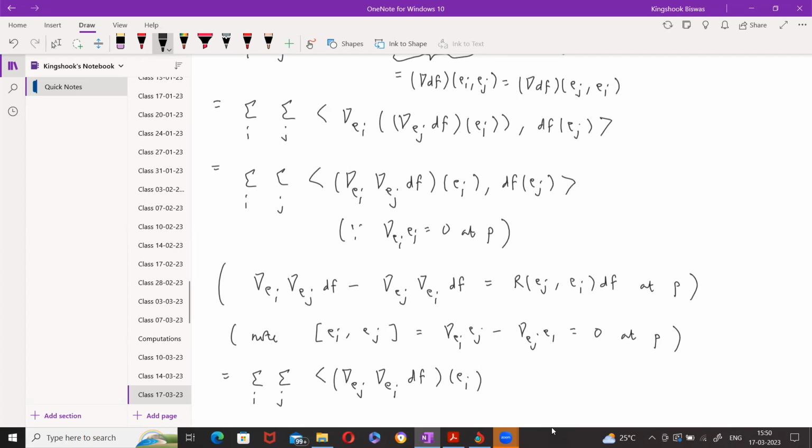So I'll get this inner product with df e_j, plus I'll get the curvature terms: the sum over i, sum over j, of the inner product of R of e_j e_i df acting on e_i, with df e_j. So this is why I did that lemma. This is exactly the term which comes up in that lemma, R of e_j e_i df acting on e_i.